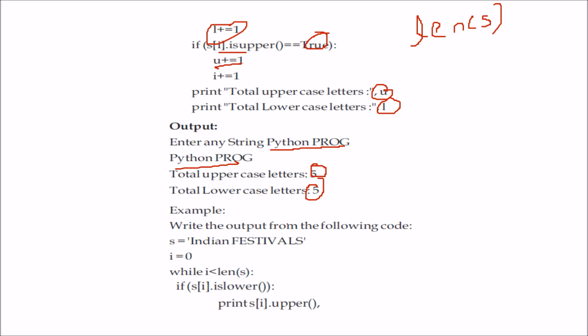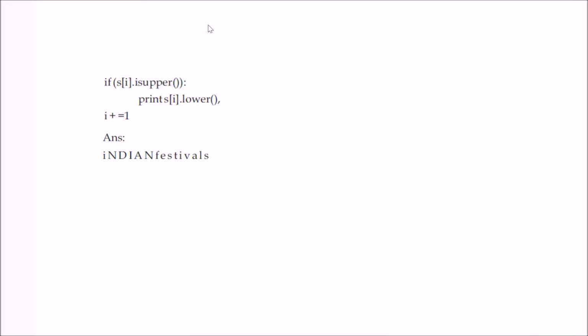We have another program, where we write the output of the following program. This is Indian festivals. So while I is less than the length of S, the length will be computed and given here, and if Si is lower, print Si upper. Means if it is lower, it will print it as upper, and if it is upper, it will print it as lower. So all the Indian festival content will be shown inverted, means the uppercase will be lowercase and lowercase will be uppercase.